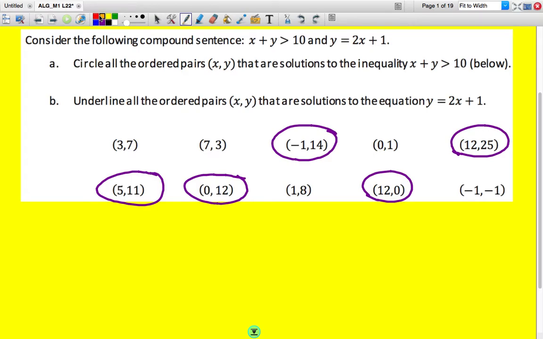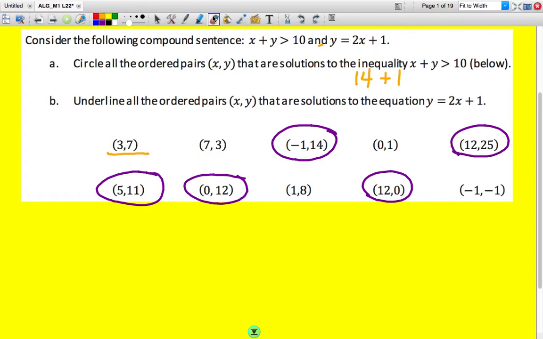Starting with 3, 7. So 7 is the y, so 7 equals 2 times 3 plus 1. 2 times 3 would be 6, and 6 plus 1 would be 7, which is a true statement. So that works. Let's do the same thing with the next pair. Y is 3 equals 2 times 7 plus 1. 2 times 7 would be 14, plus 1 would be 15. That is not a true statement, so we do not underline that one.